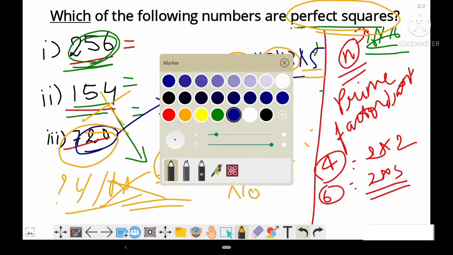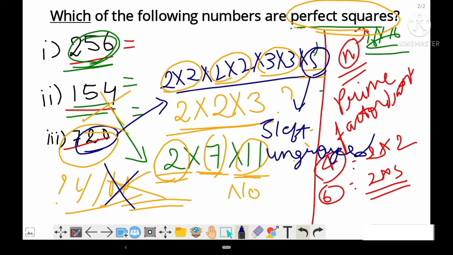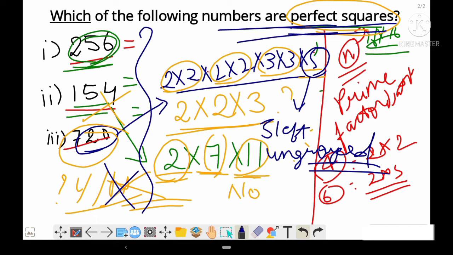Yes. Of course it is a perfect square. No. Very good. So no is the answer because 5 is left ungrouped. 5 is left ungrouped, and that is why it is not considered to be a perfect square. So I think now you have understood on what basis you considered it as perfect square.